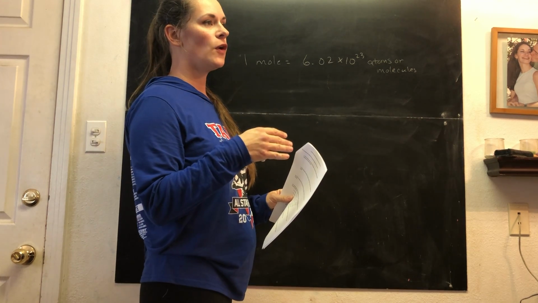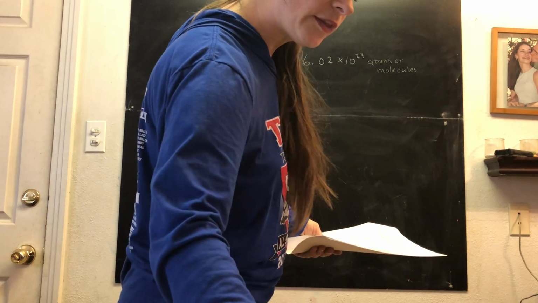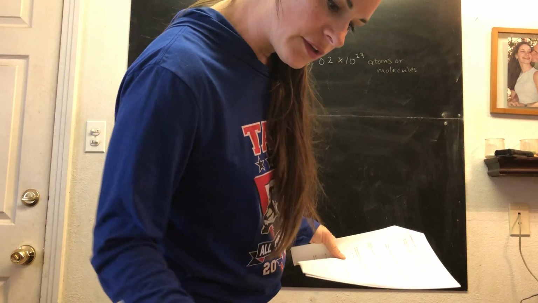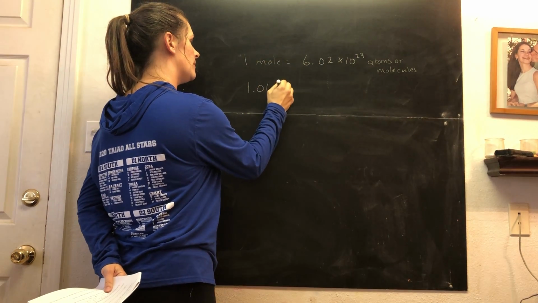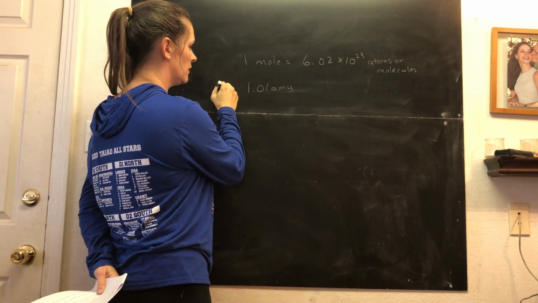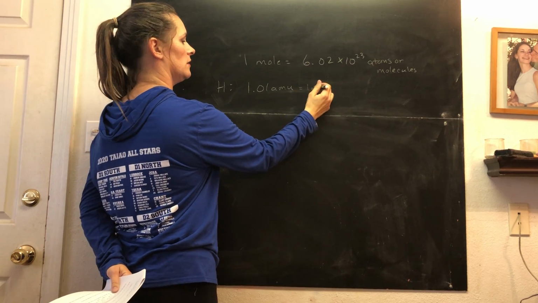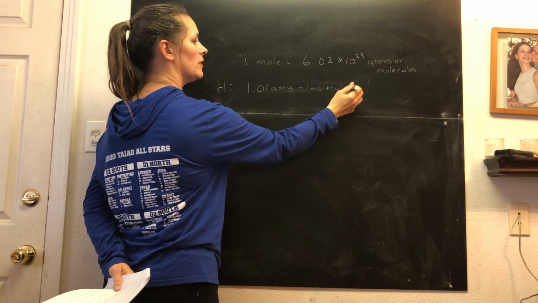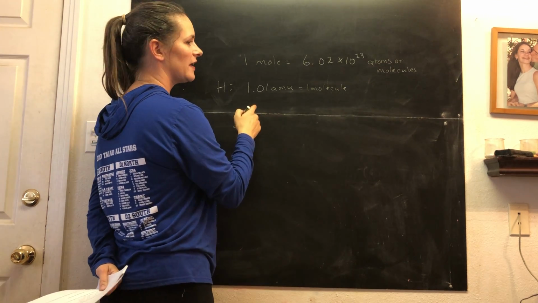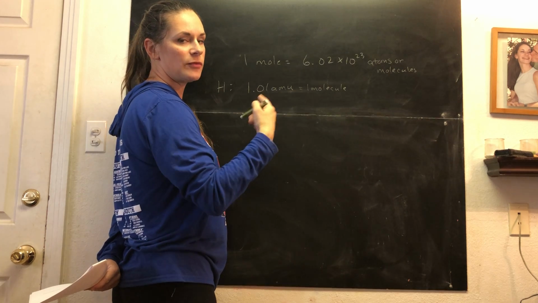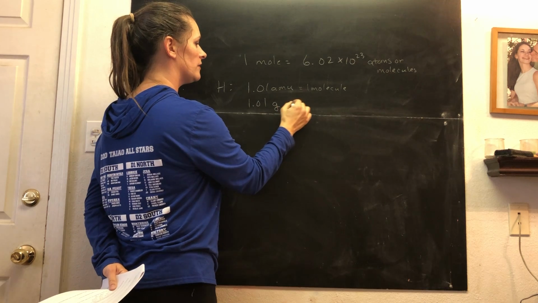Every substance has its own molar mass. So you look on the periodic table to figure out what the molar mass is. For hydrogen, its atomic mass is 1.01 AMU, atomic mass units. This is the weight of 1 molecule of hydrogen. But if we scale that up, instead of a dozen, we're going to scale it up to 1 mole of hydrogen. That's going to be 1.01 grams.